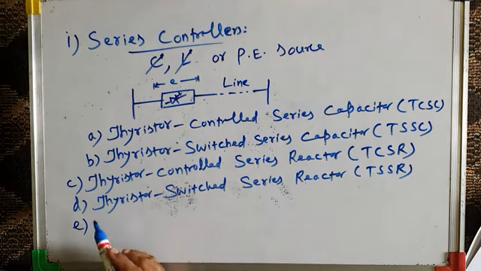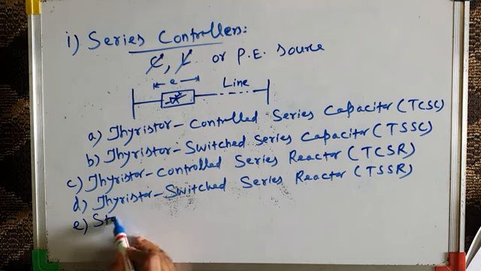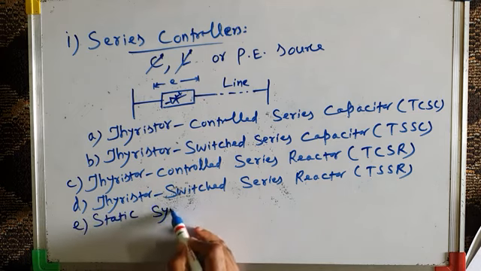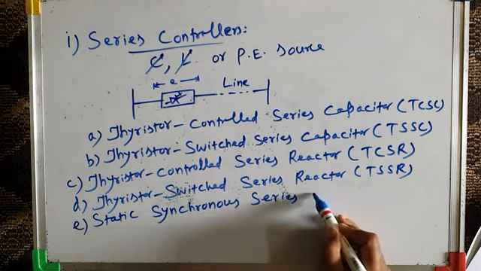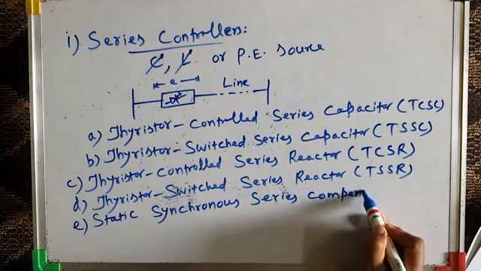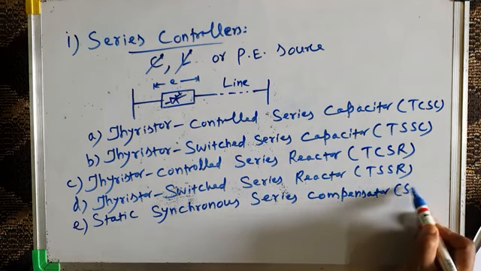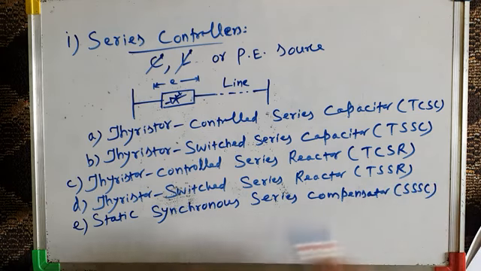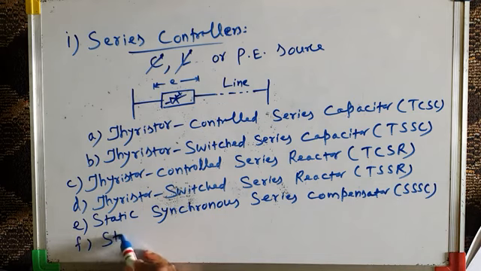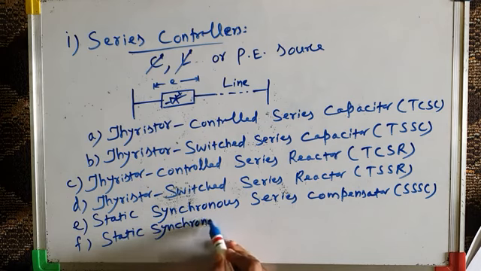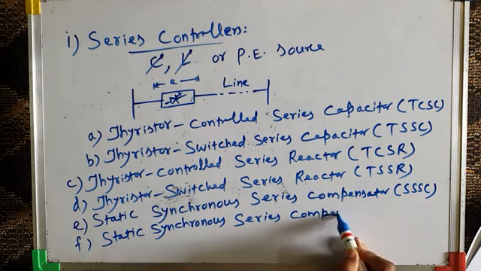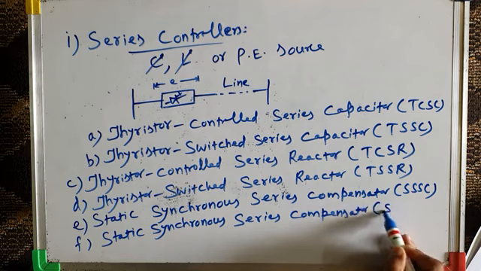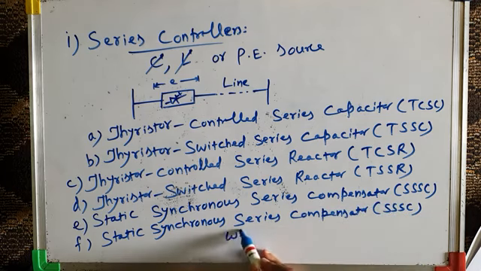And next, or the last type, is static synchronous series compensator, which is also called SSSC, triple SC or S cube C. And last is static synchronous series compensator with storage. That is SSSC with storage.